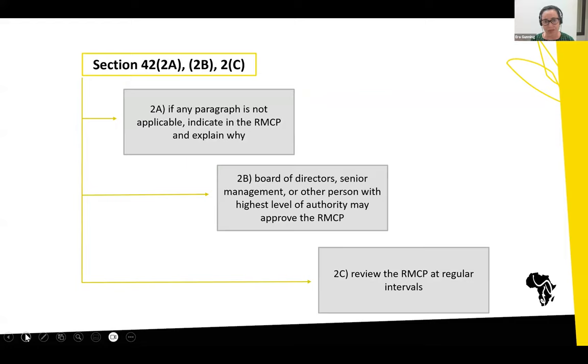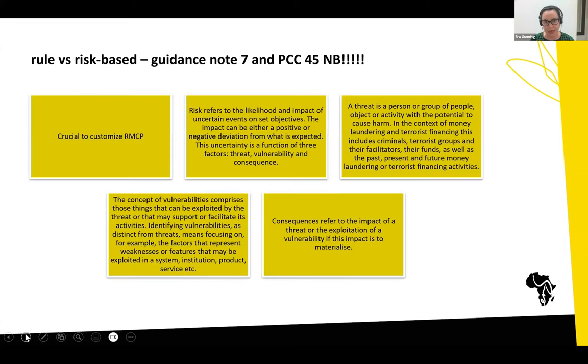I've mentioned that the RMCP must be signed off by the highest level of management, and they can be held personally liable for non-compliance with FICA. And of course, your RMCP must be reviewed at regular intervals, for example, annually, or if the law changes, or if a regulator tells you to review it. And of course, trigger events, the FIC wants to see, the regulators want to see in your RMCP that you recognize that there are certain trigger events.